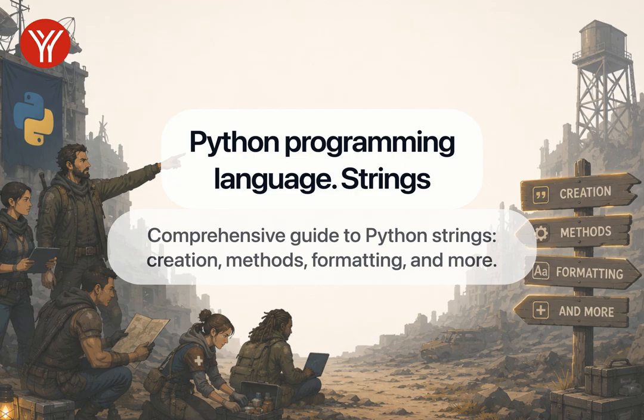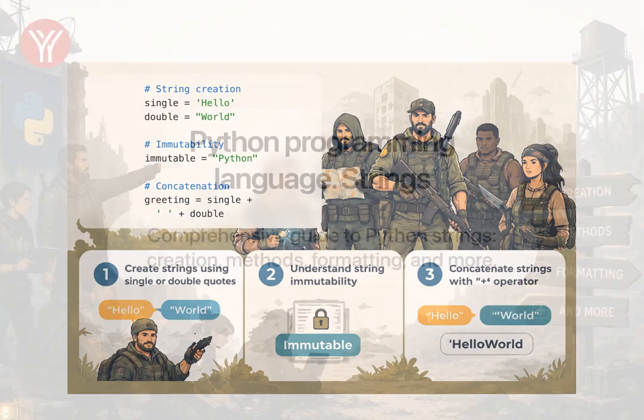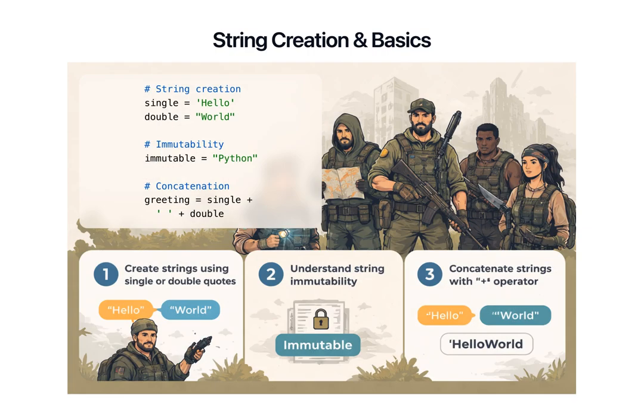Python Programming Language, Strings: a comprehensive guide to Python strings, creation, methods, formatting, and more. Strings in Python are created using single or double quotes, and are immutable, meaning their content cannot be changed after creation. Concatenation is done using the plus operator.